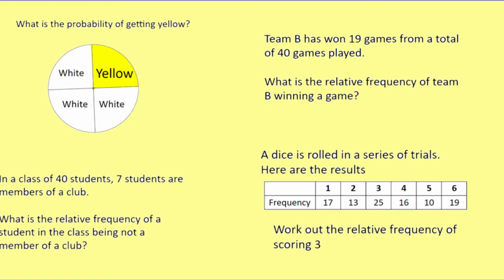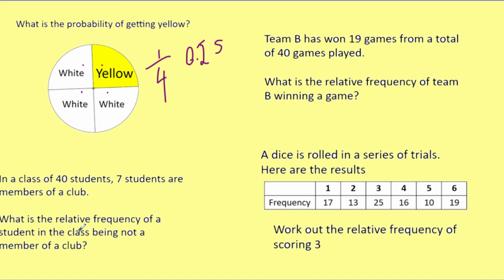Okay. So just to quickly go over the basics of probability again. The probability of getting yellow, well, there's 1 yellow. Here it is, 1 yellow. And there are 4 things altogether, 4 sections, 4 sectors altogether. So it's 1 out of 4 to get a yellow. Okay, to make that into a decimal, we just do 1 divided by 4, which is 0.25.